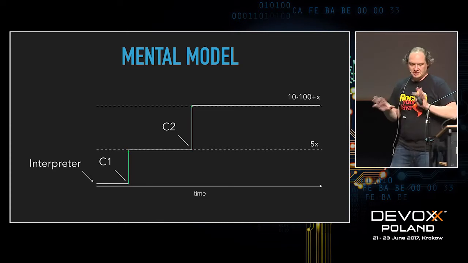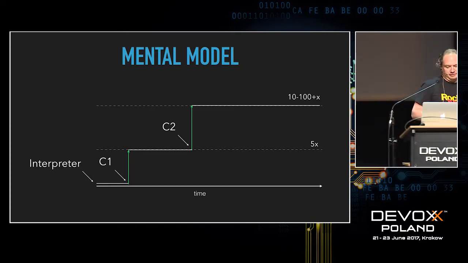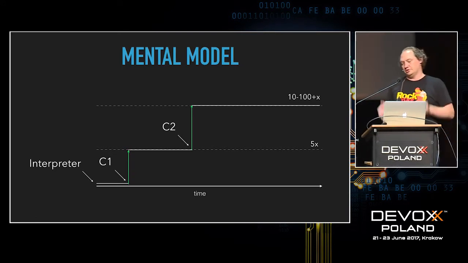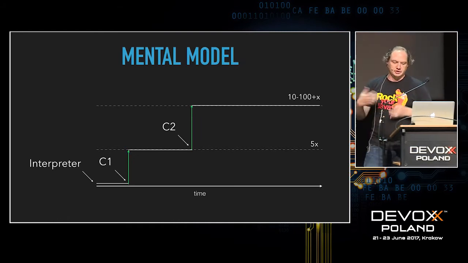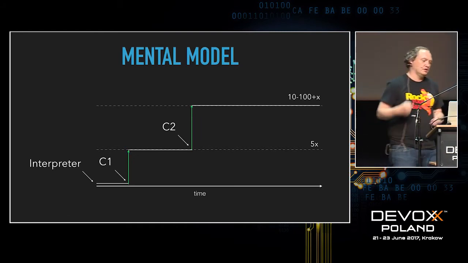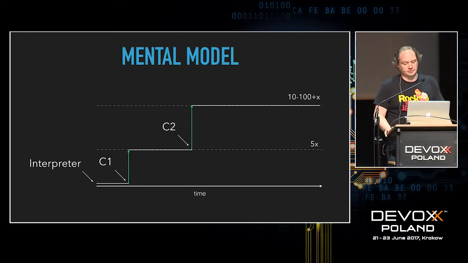So here's the simple mental model of what's going on. We start off in the interpreter. After some amount of invocations or loops, we trigger C1. Eventually, C1 gets installed. We start using it. We run for a little while longer, get some more invocations, some more loops. We trigger C2, we switch to it. And that's how our performance improves.